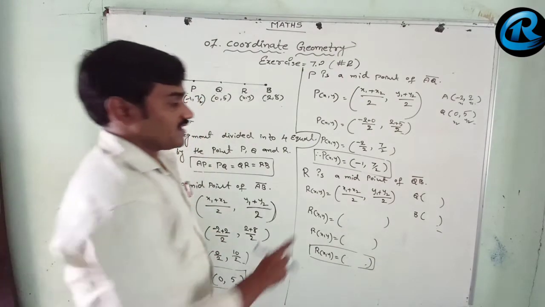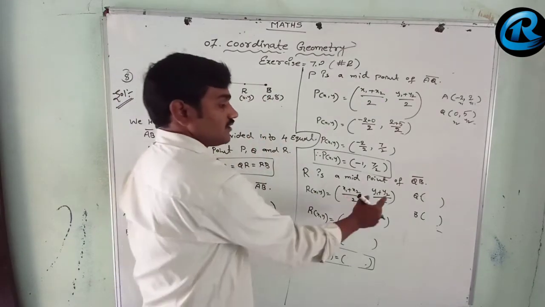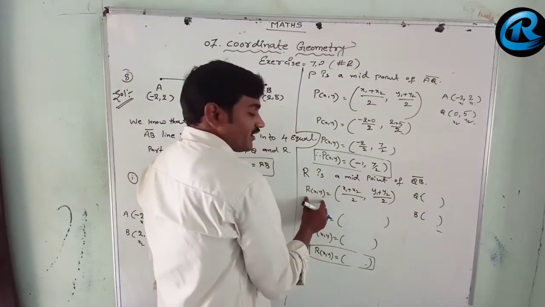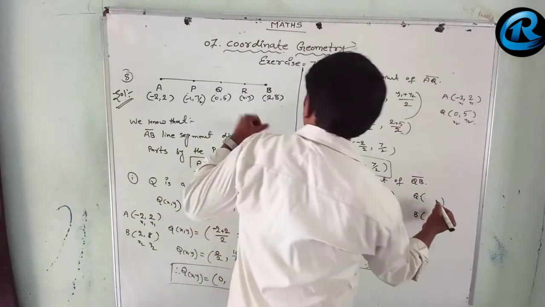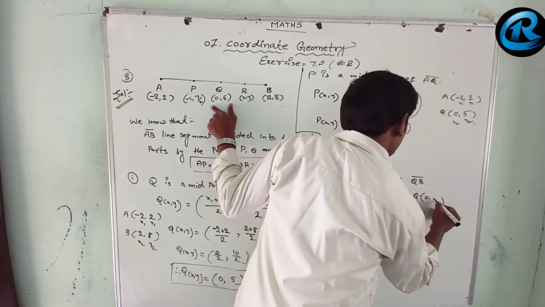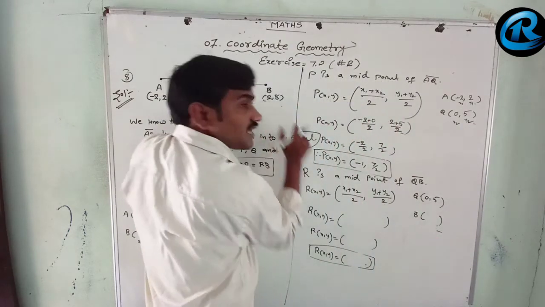Then R(x, y). Here R is a midpoint of QB. So we use the midpoint formula, (x1 plus x2) by 2, (y1 plus y2) by 2. Q point we already got as (0, 5) and B point is (2, 8).